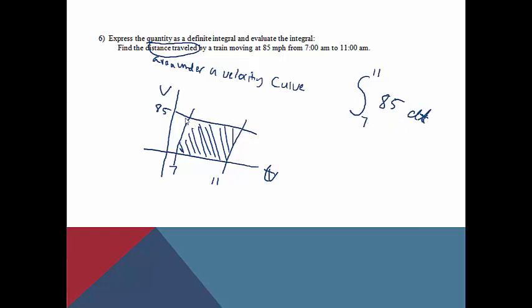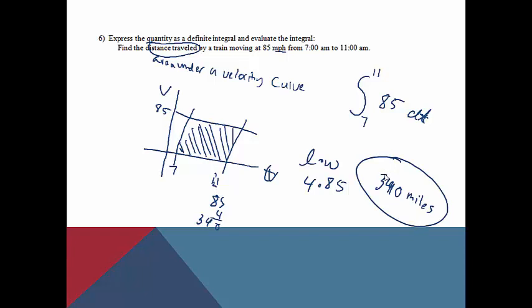So anyway, from here, now we just need to actually find that answer. We just need to find the area under this curve. So the area, again, is just length times width. The length from 7 to 11 is 4, and then the width is 85, and then 85 times 4 would be 340. So 340, and it did say the distance traveled, and we are going miles per hour, so it would be 340 miles for that one. Okay, and hopefully now you are familiar with what a definite integral is using area and are able to evaluate it.